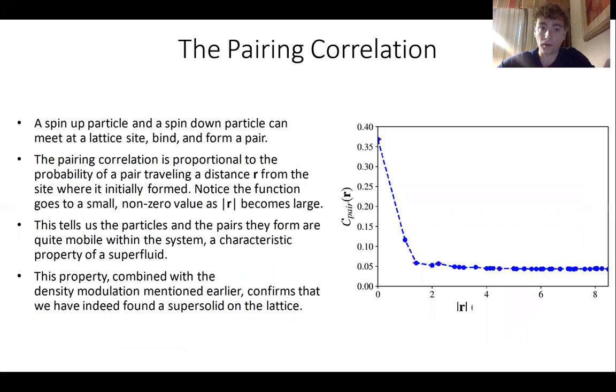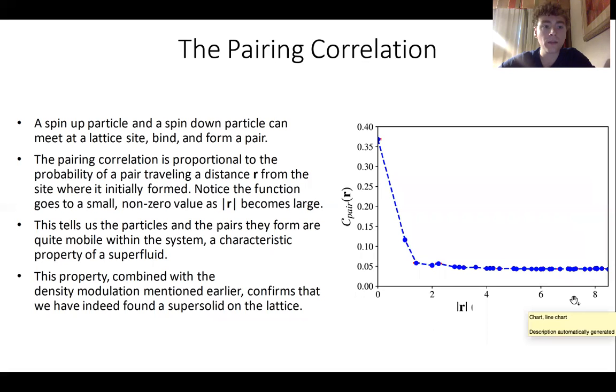So now we have the pairing correlation. A spin-up particle and a spin-down particle can meet at a lattice site, bind and form a pair. Pairing correlation is proportional to the probability of finding a pair traveling a distance r from the site where it initially formed. Notice that the function goes to a small non-zero value as the absolute value of r becomes large. You can see that here.